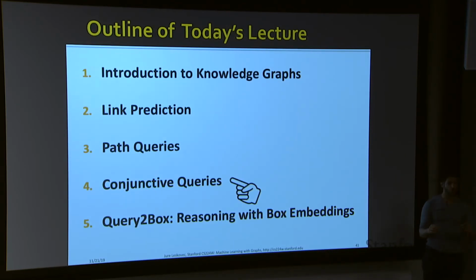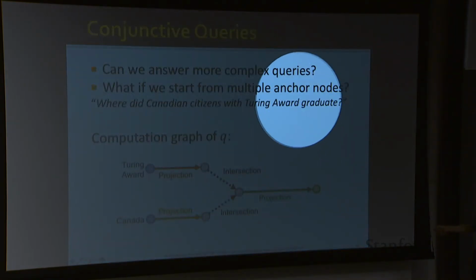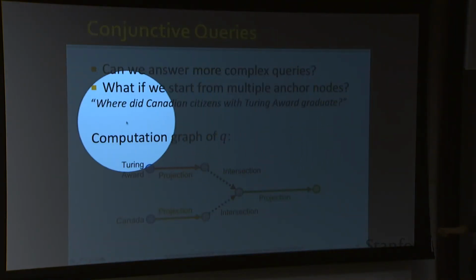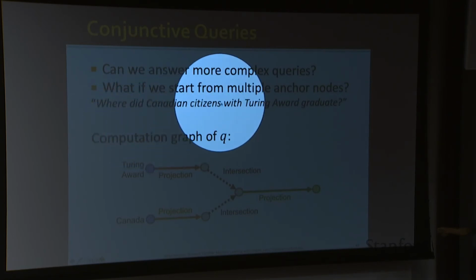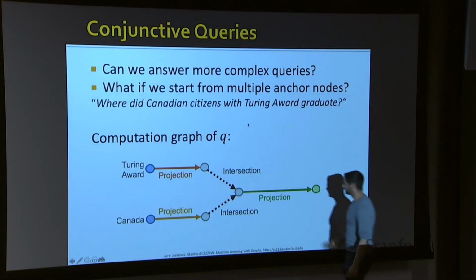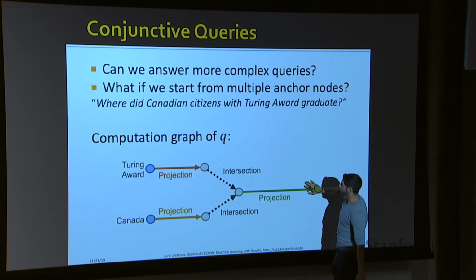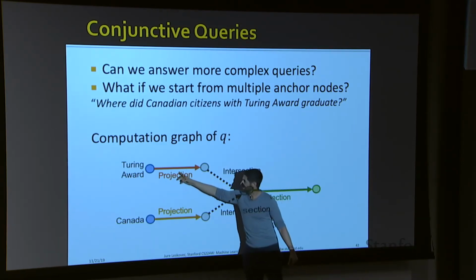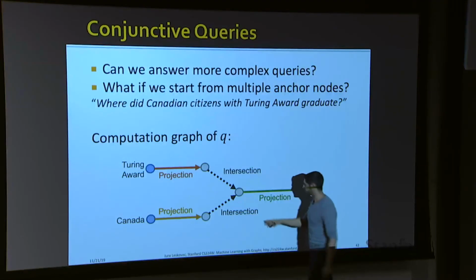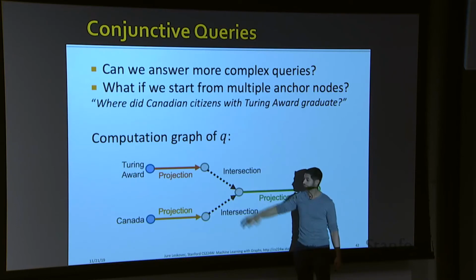Now, let's move to a more complicated class of queries, which are conjunctive queries, okay? The example now is the following: not only people who won the Turing Award, we want to know where Canadian citizens with a Turing Award graduated, okay? So not only are we going to have people that are Canadian citizens, but we also want them to have won the Turing Award, and as you can imagine, there will be an intersection here at a certain step, okay?